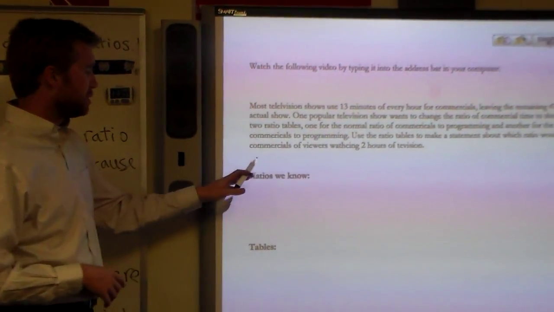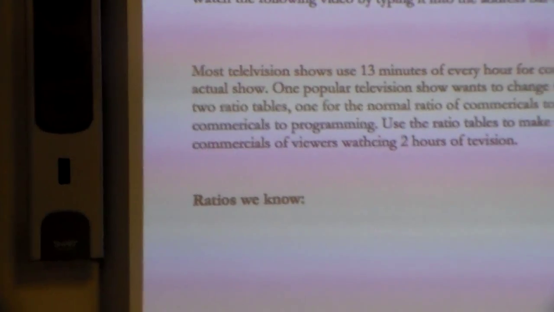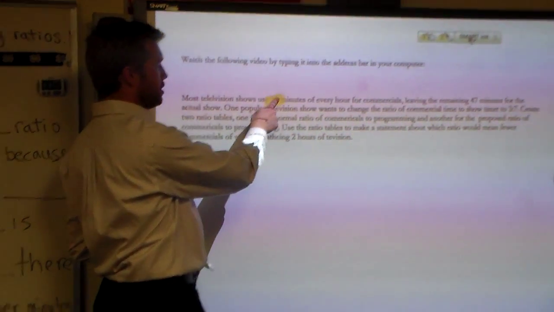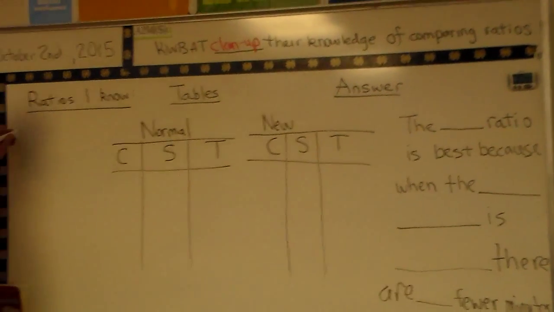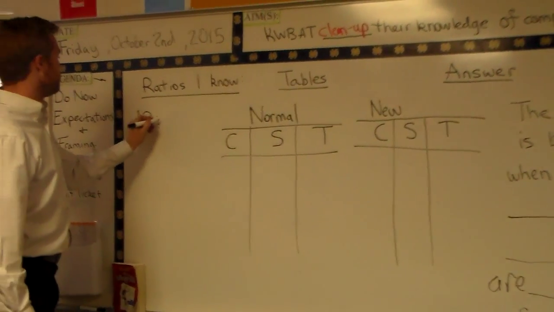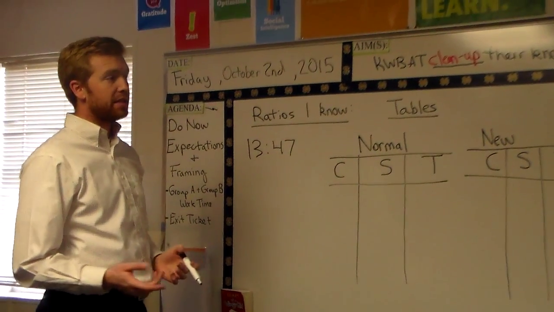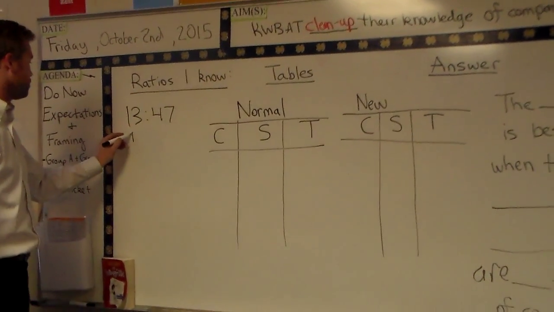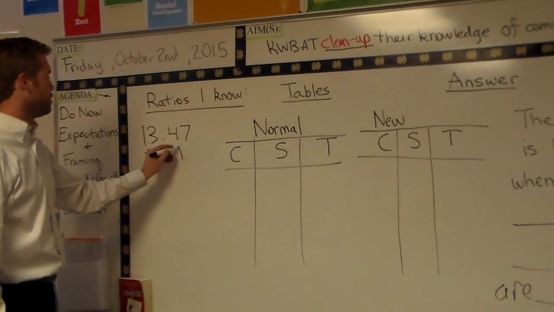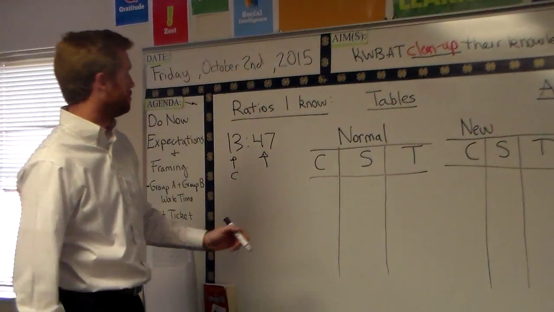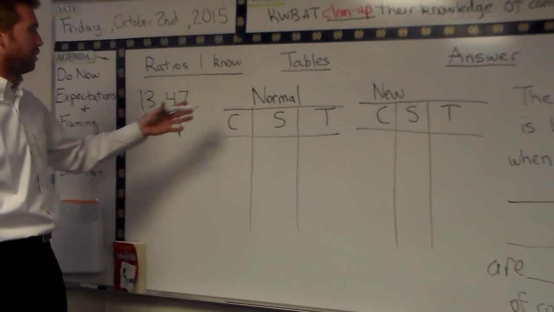So the first thing we want to see is what ratios do we know after we've read through the problem. So it looks like the first ratio I know is 13 to 47. This is not commercials to programming. This is actually commercials to, now this one actually is to programming. So I can put it in a table in a second.